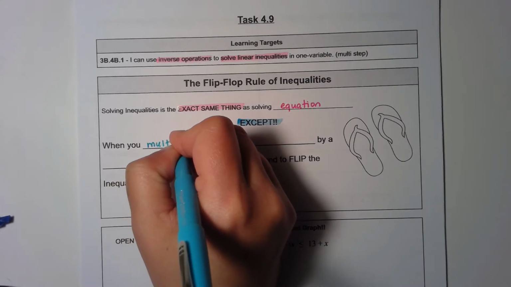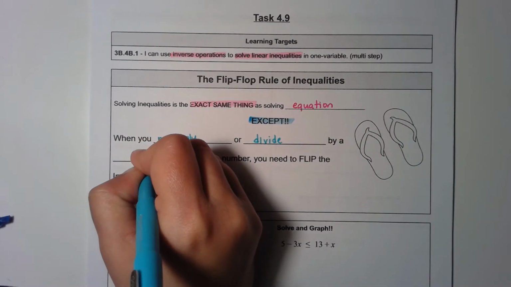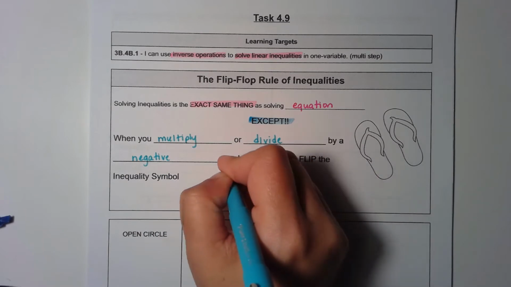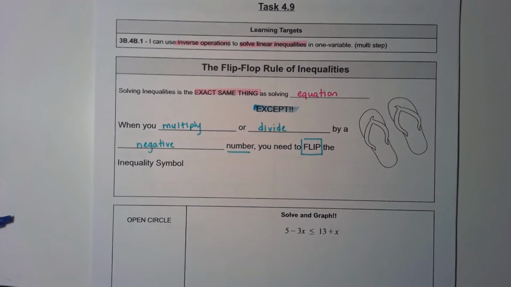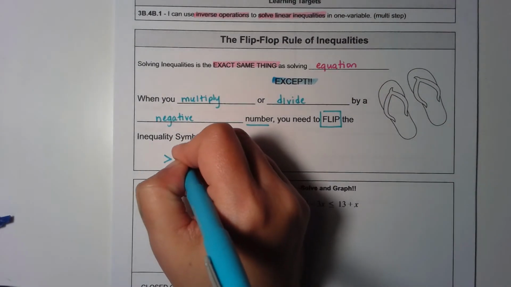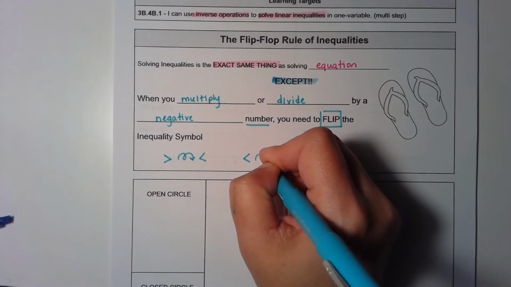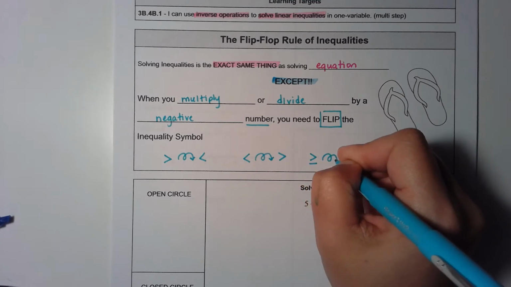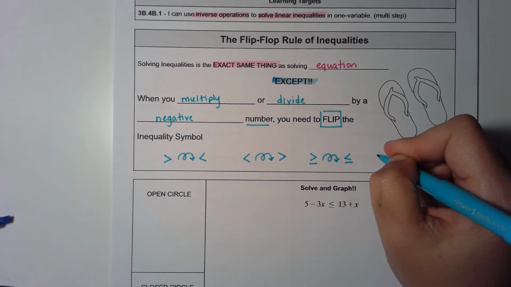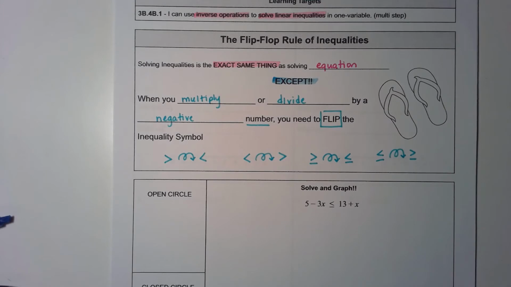The only exception, and this is important, is that when you, in the process of solving, multiply or divide by a negative number, you need to flip the inequality symbol. Here's what I mean by flip. If you started with a greater than, that becomes a less than. If you started with a less than, that becomes a greater than. If you started with a greater than or equal to, that becomes a less than or equal to. And if you started with a less than or equal to, that becomes a greater than or equal to. You're literally just going to flip them over. I call this the flip-flop rule.